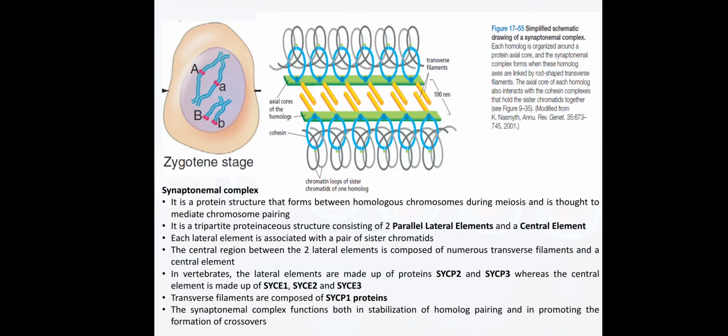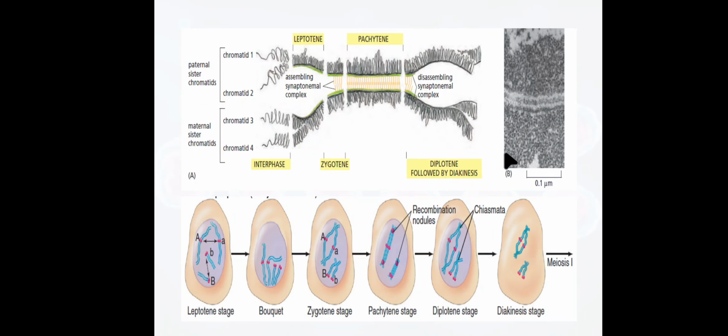In vertebrates, the lateral elements are made up of proteins SYCP2 and SYCP3, whereas the central element is made up of proteins like SYCE1, SYCE2 and SYCE3. So the main function of the synaptonemal complex is stabilization of homolog pairing and promoting the formation of crossing overs. And we also discussed the third substage, that is pachytene.